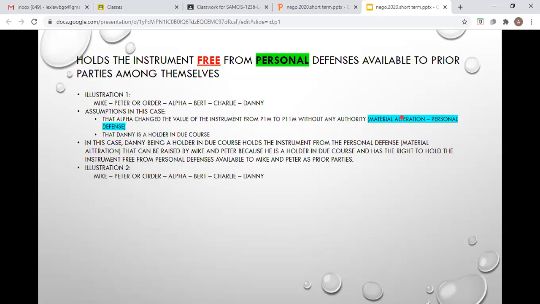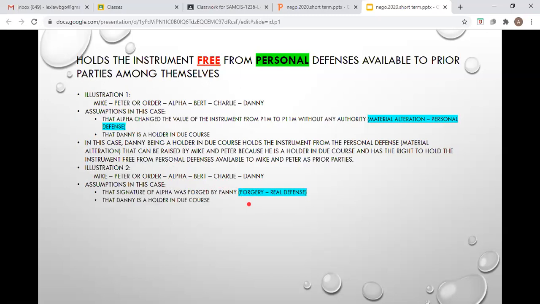Okay? But how about if, in this illustration number 2, Mike again made a promissory note addressed to Peter, Peter to Alpha, Alpha to Bert, Bert to Charlie, Charlie to Danny. And then the signature of Alpha was forged by a third person, in the name of Fanny. Okay? So siya pala yung nag-forge, si Fanny. Okay? So si Alpha ngayon ang victim. So Alpha's signature was forged by Fanny. And we all know that forgery is considered a real defense.